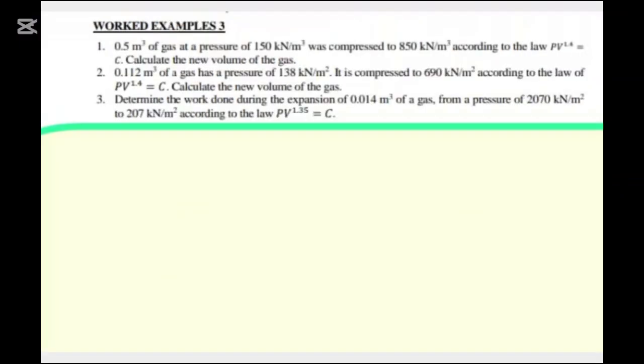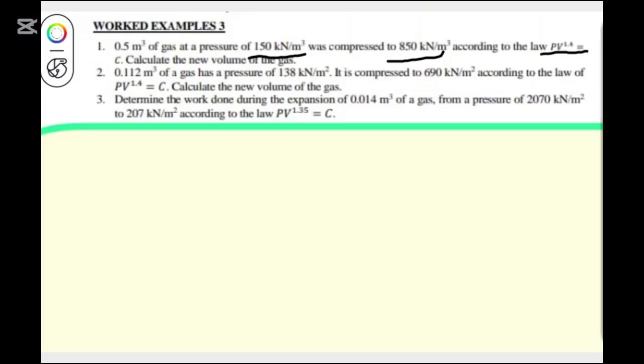0.5 meter cube of gas at a pressure of 150 kilonewton per meter square was compressed to 850 kilonewton per meter square, according to the law PV raised to the power of 1.4 is equal to C. Calculate the new volume of the gas.